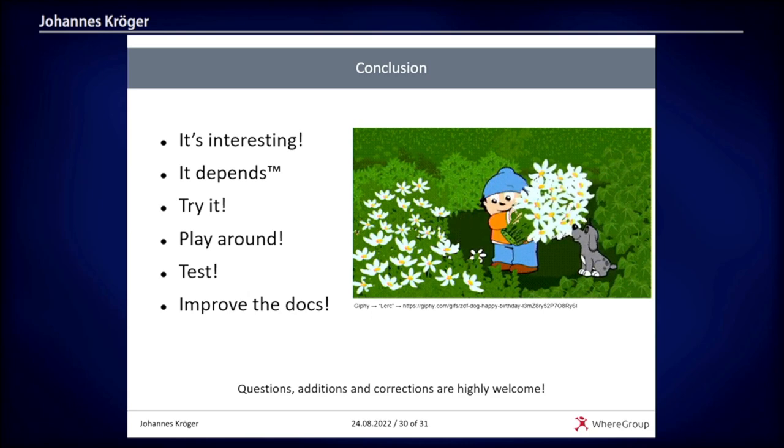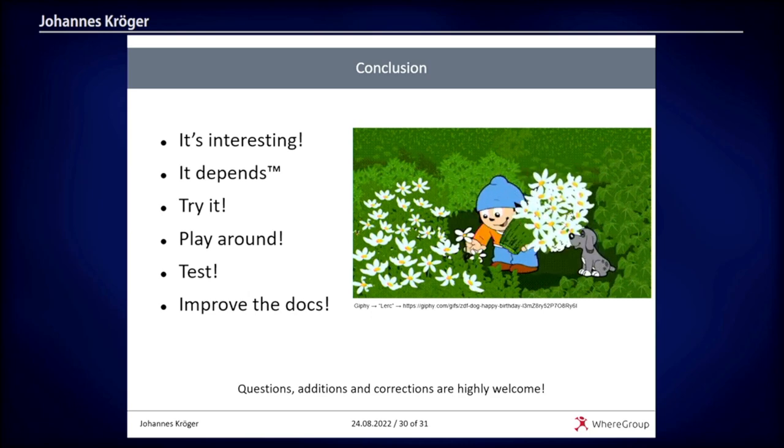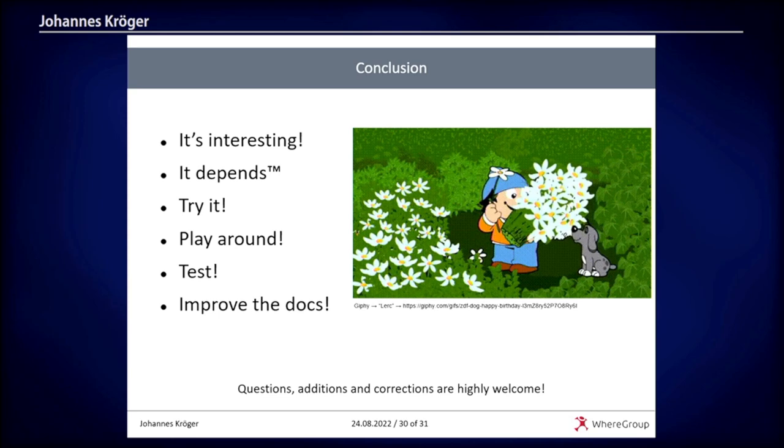Right. This was quick. That was complicated. There were lots of numbers inside. I hope it was interesting. My conclusion was it's an interesting algorithm. It's worth trying to use it. You can play around with it. It would be great if the documentation was better.